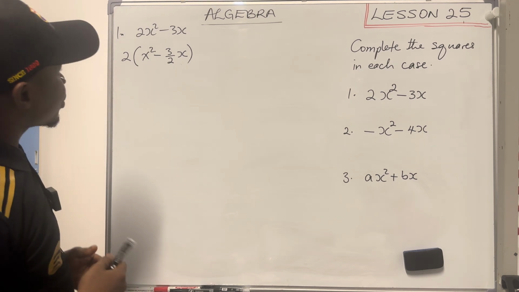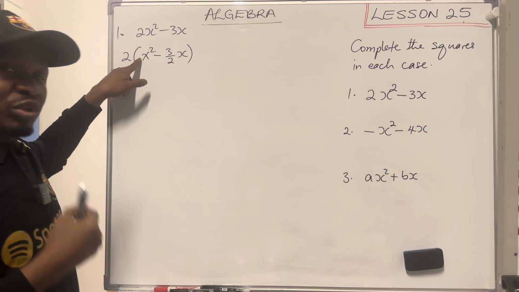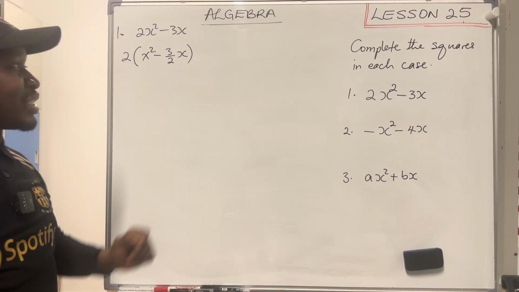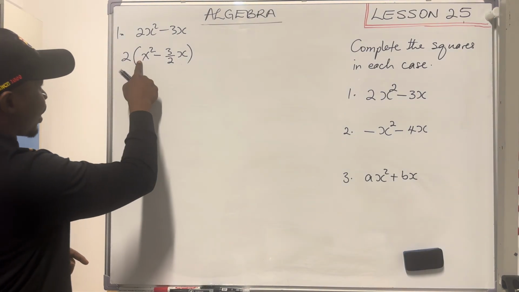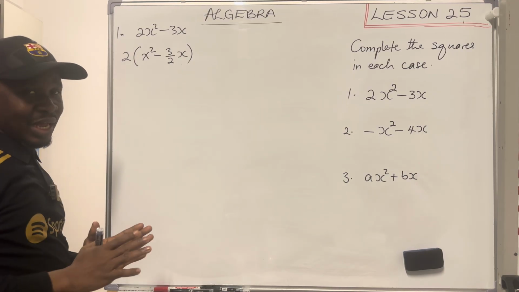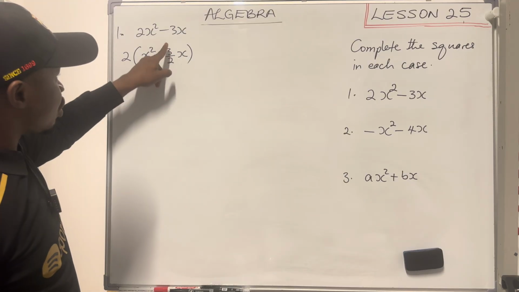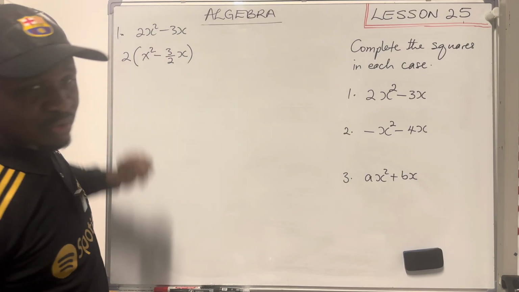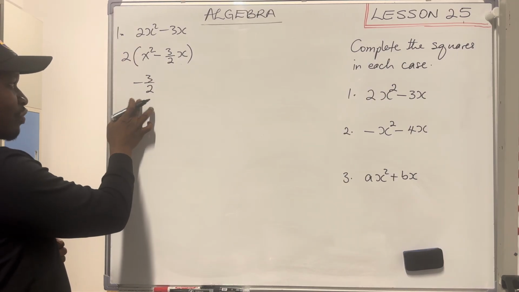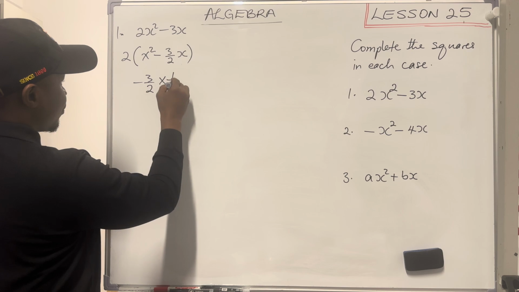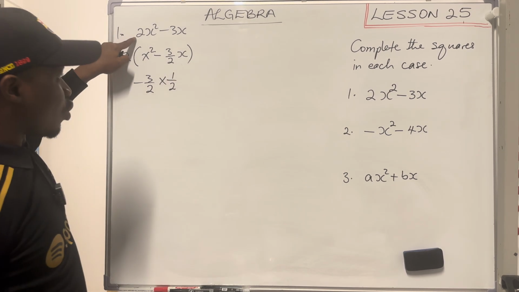Now, it is to our advantage that this is now 1. So ask yourself this question: having made the coefficient of the squared term 1, the next question should be, what is the coefficient of x? I'm not saying x squared again. You have to make sure that the coefficient of x squared is 1. Having done that, the next question is, what is the coefficient of x? The coefficient of x is not 3 upon 2, it is minus 3 upon 2. This coefficient of x, what do we do? Multiply it by half all the time, always.